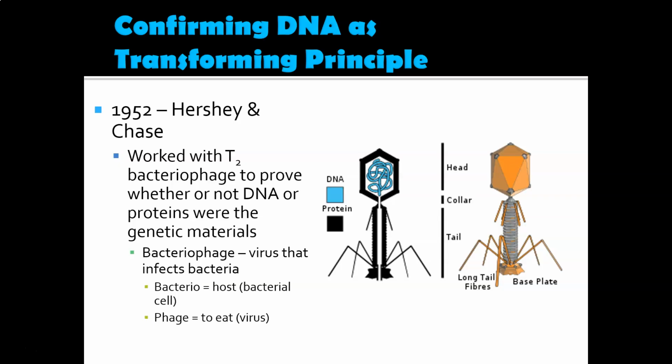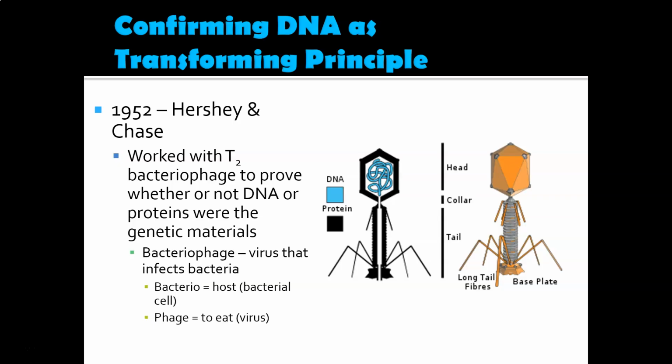This is going to be performed by two gentlemen, Hershey and Chase, and they are working with T2 bacteriophages. They're viruses that infect bacteria, right? And the cool thing about viruses, and why they were such an elegant, simple choice for this kind of experiment, was that viruses are only made of two molecules, DNA and protein, especially when we look at bacteriophages. When we get into animal viruses, there are some extra things going on in their lipid coats. But if we're talking bacteriophages, nothing else. It's DNA and protein, period.